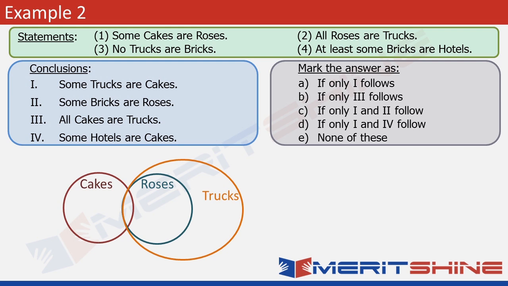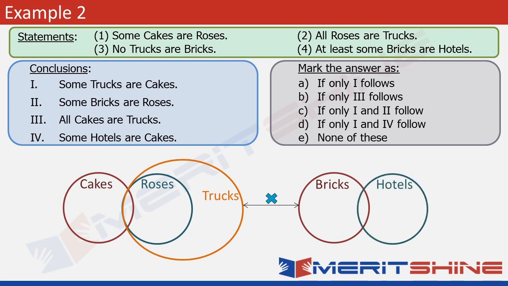No trucks are bricks. So basically it says that trucks and bricks are disjoint sets. So let's draw bricks like this. Again this arrow and this cross tell us that bricks and trucks can never overlap. And now the last statement. At least some bricks are hotels. So this is same as saying some bricks are hotels. So let's draw hotels like this. A partial overlap with bricks. So this is the complete figure now. The figure of minimum overlap.